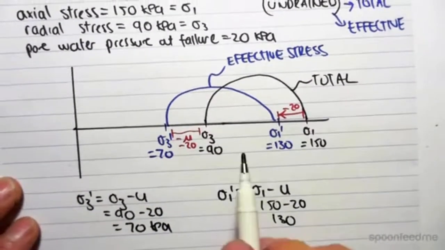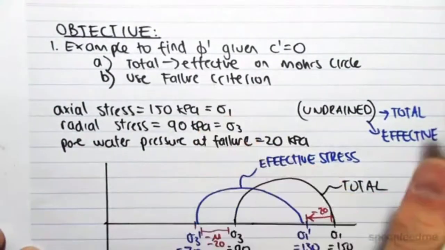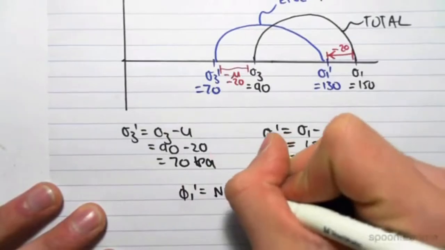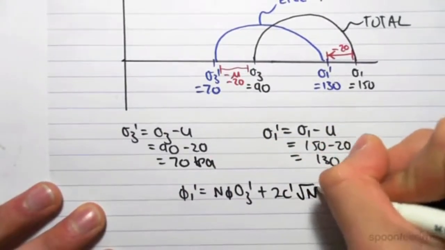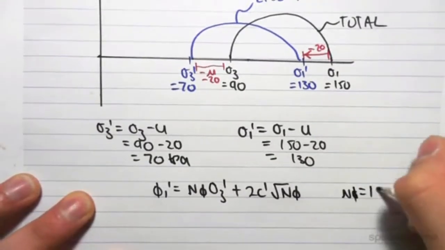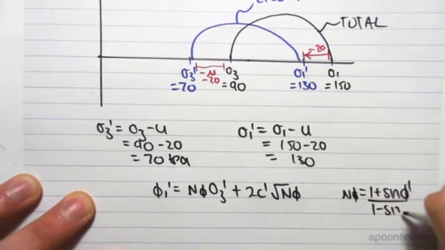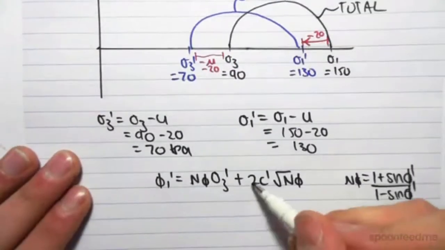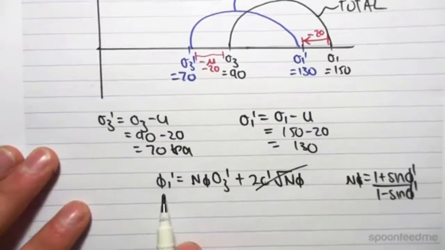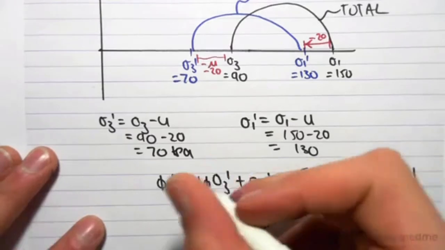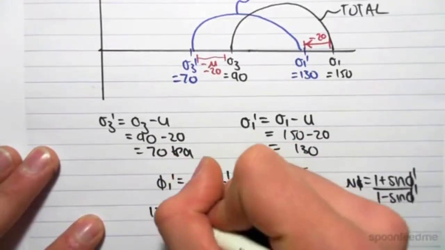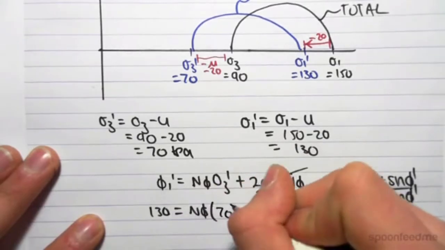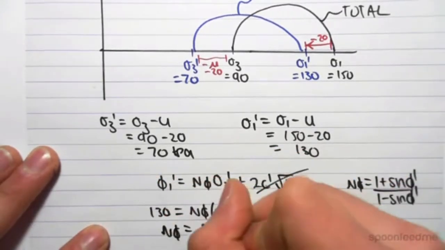We now need to find phi dash. We know that our failure criterion is sigma 1 dash equals N phi sigma 3 dash plus 2c dash square root N phi, where N phi is equal to 1 plus sine phi dash on 1 minus sine phi dash. We're given c dash equals 0, so straight away that eliminates that part of the equation. We're just left with sigma 1 dash equals N phi sigma 3 dash. So sigma 1 dash is 130 equals N phi times sigma 3 dash, which we found to be 70. We can rearrange this to get N phi equals 130 on 70.